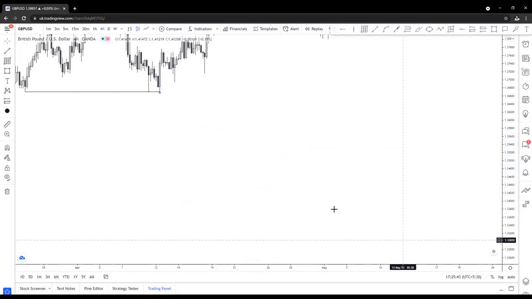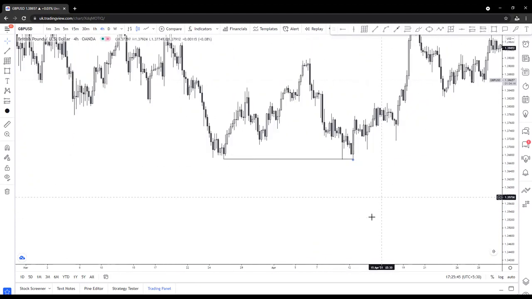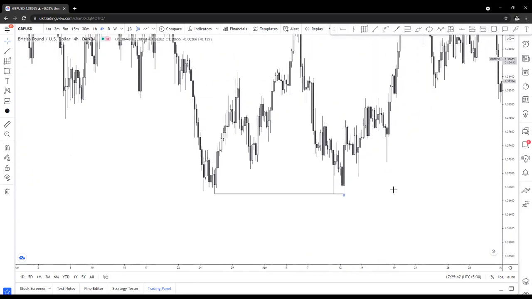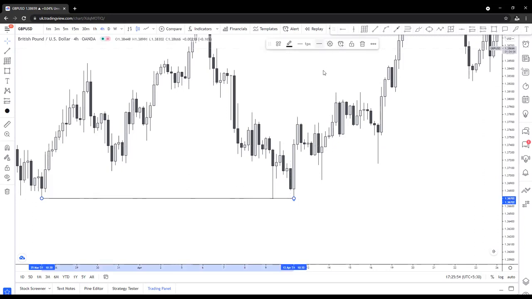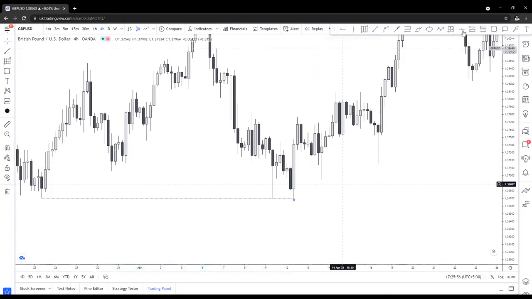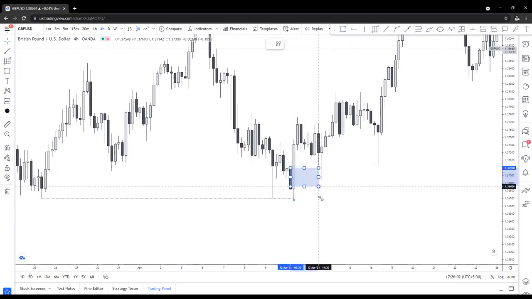Now on the 4 hour, we can see order flow right here. It came back down, took out liquidity from both of these lows, and then you see this order block right here that got mitigated. You see that?